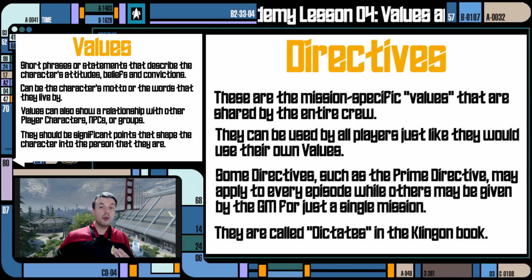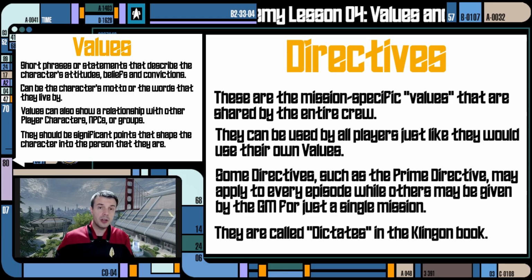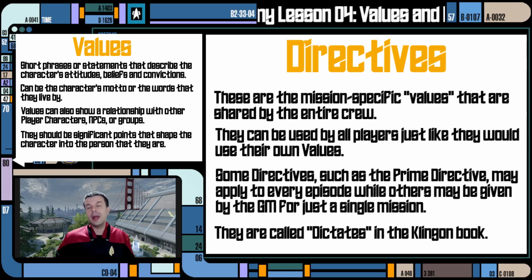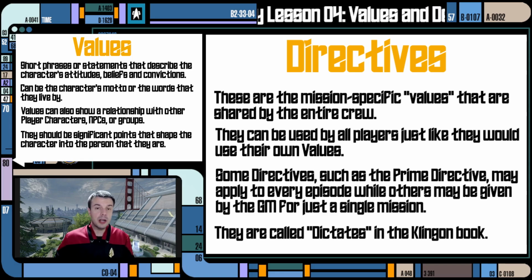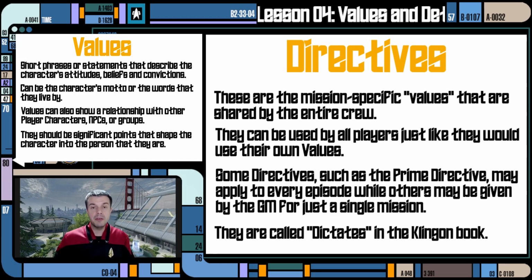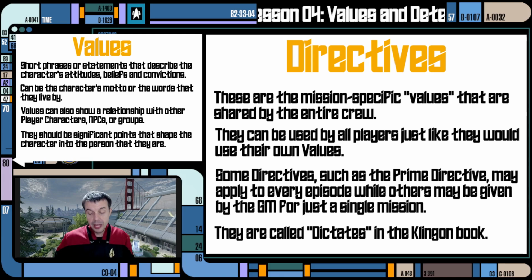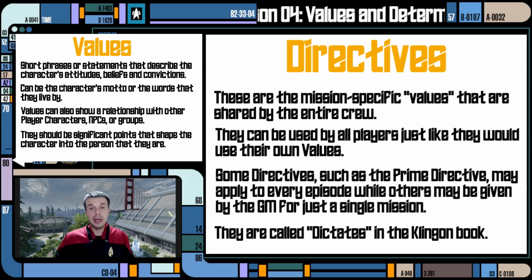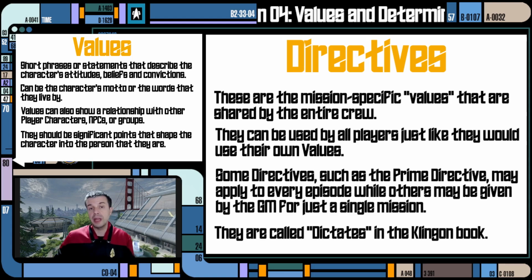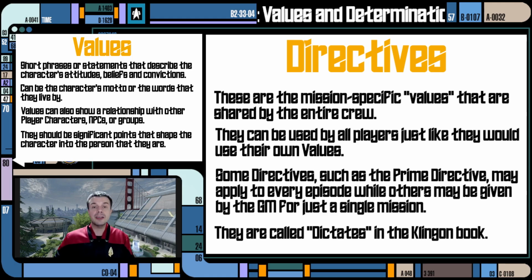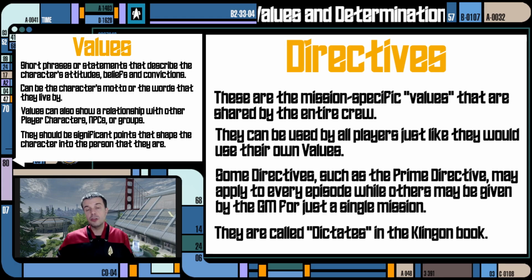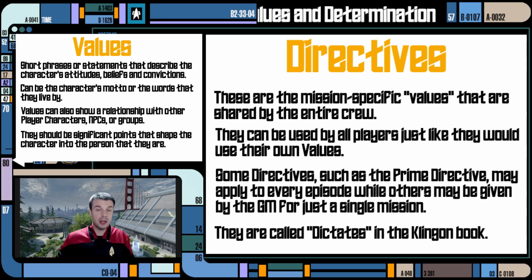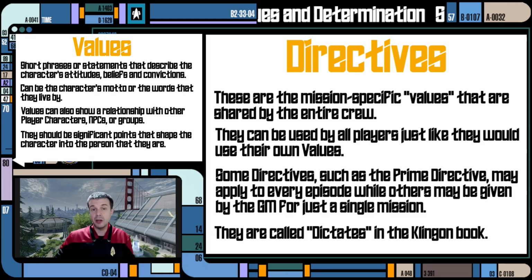Along with values, there are also directives, or dictates if you're playing the Klingon game. Directives such as the Prime Directive or any mission-specific orders that your character, your crew, the entire ship may have for your individual episode or your mission. These are used as crew-wide values that anyone can access, part of them as well for that episode, for that mission. So a lot of the pre-made adventures, or when you write your own stories as a GM, you should include what directives are in play for that mission too, and characters can access them as well as their own values. But the directives or the dictates would be shared by all of the players at the table, by the whole crew.